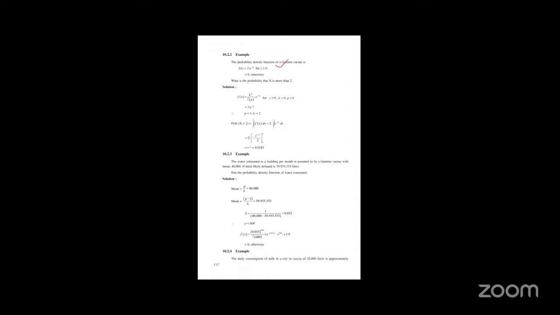So same problems, we'll do more. They're asking the probability density function of the gamma variate is f of x equals 2 e power minus 2x, where x is greater than or equal to 0, and 0 otherwise. So what is the probability that x is more than 2?